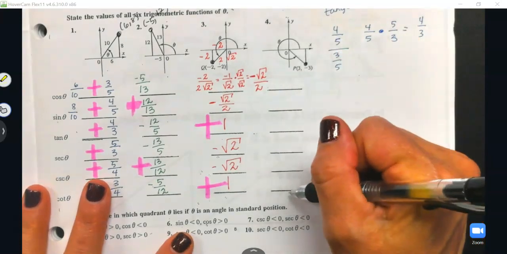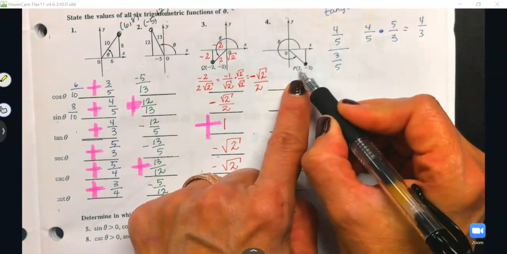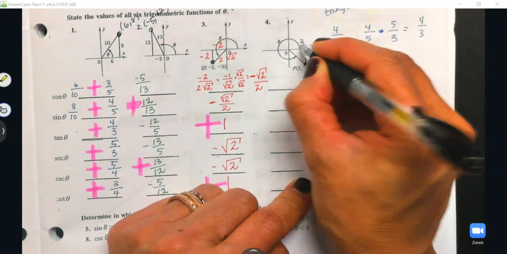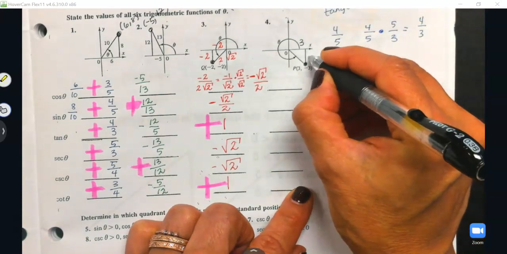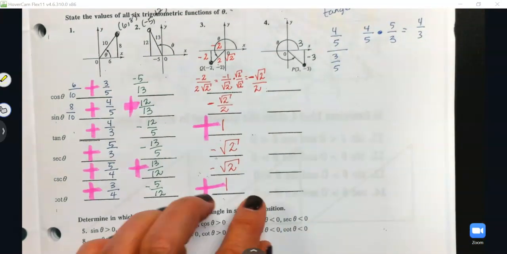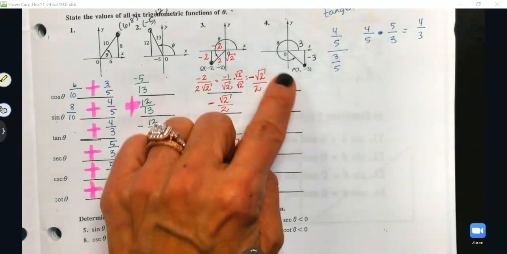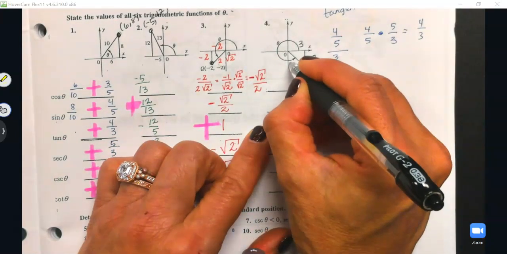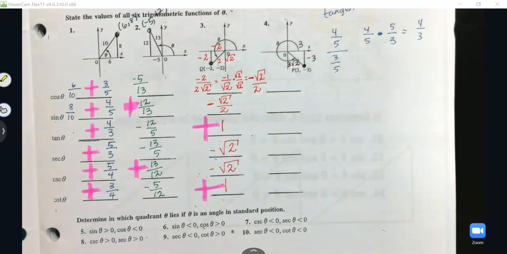Now remember, let's analyze what's going on here. So it goes through point 3, -3, which means this distance is 3. This distance is -3. And they did not give us the radius of a circle, but you know it. What is this distance right here? 3√2. And it's positive because it's a radius. It's always positive.